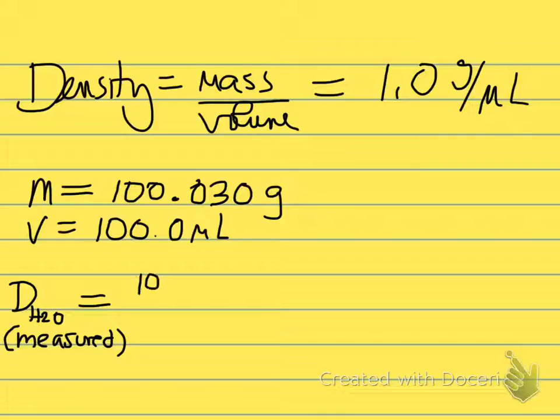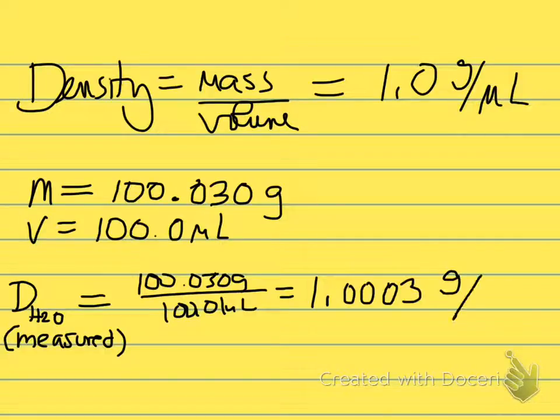So we've got our 100.030 grams divided by 100.0 milliliters gives us, so I get a raw answer of 1.003 grams per milliliter. Let me ask you this question. How many sig figs can I have in my final answer? Look at my givens, my measurements. How many? 4. I can have 4 sig figs.